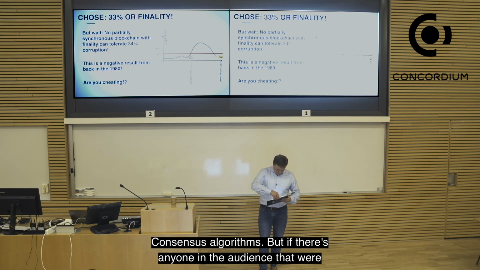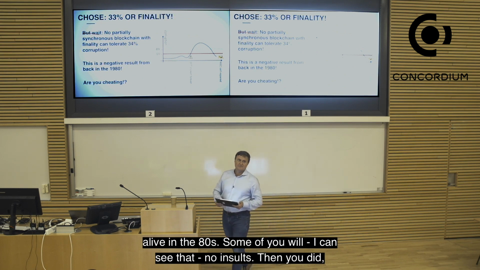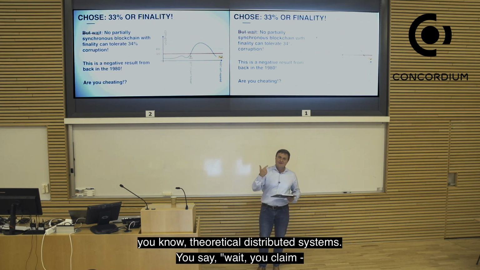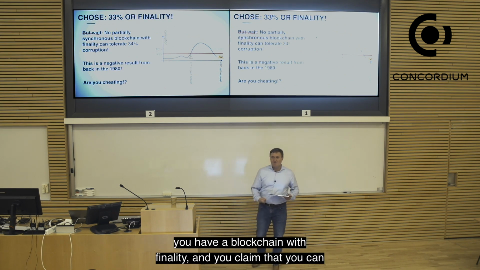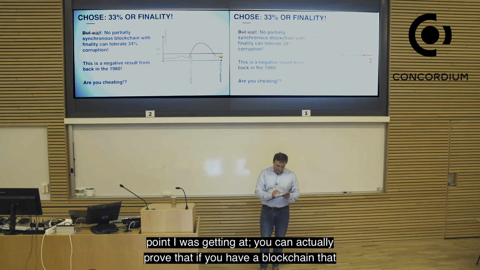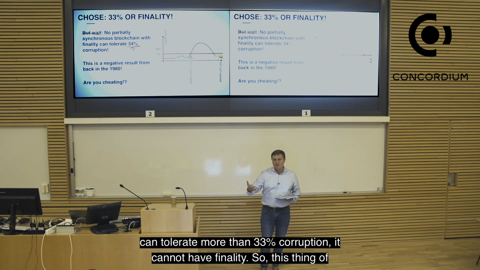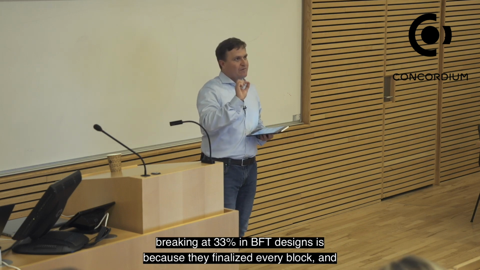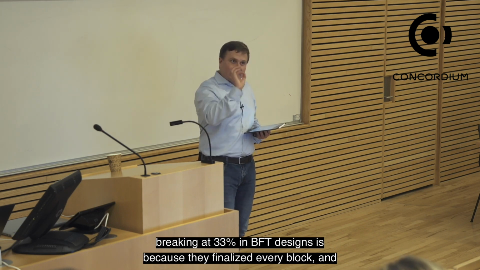But if there's anyone in the audience that was alive in the 80s, some of you were, I can see that, no insults, then you did theoretical distributed systems, and you'll say, wait, you claim you have a blockchain with finality, and you claim that you can tolerate more than 51% corruption. This cannot be. You can actually prove that if you have a blockchain that can tolerate more than 33% corruption, it cannot have finality. So this thing of breaking at 33% in BFT designs is because they finalize every block.